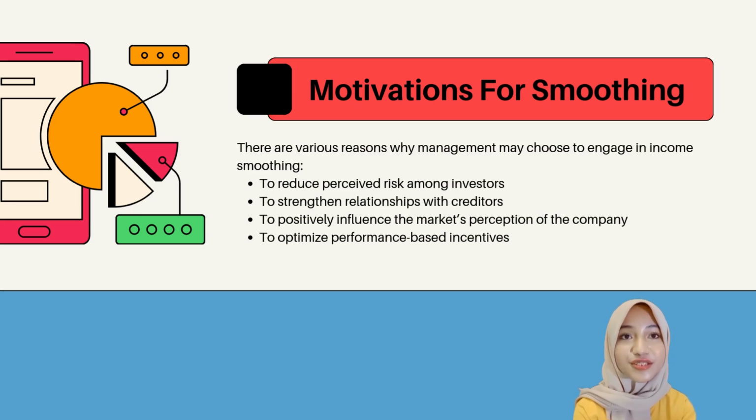The third is to positively influence the market's perception of the company. Fluctuating earnings may lead to uncertainty, which can negatively impact stock prices. By smoothing income, management aims to project financial stability. And the fourth is to optimize performance-based incentives. In some compensation agreements, bonuses are tied to profit thresholds. Maintaining steady earnings can help ensure those targets are met.